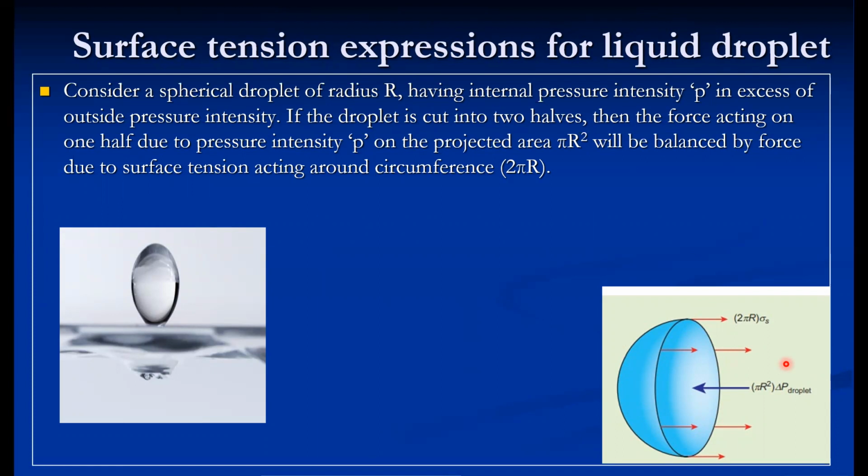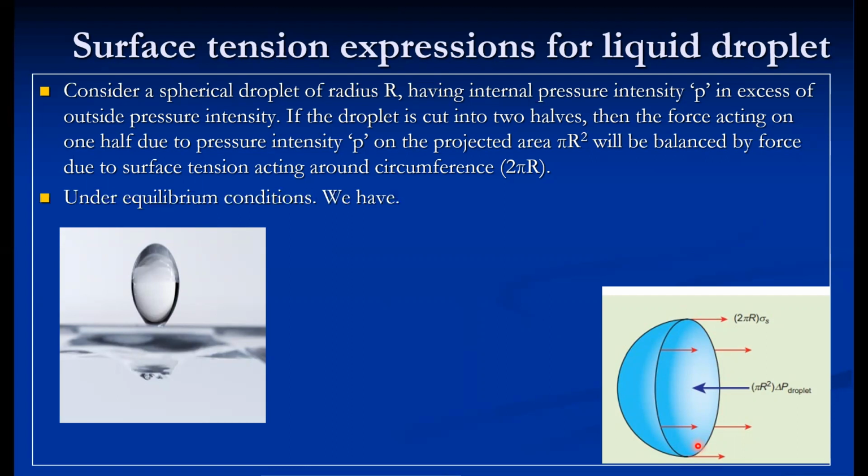If the droplet is cut into two halves, then the force acting on one half due to pressure intensity P on the projected area, that is pi r square, will be balanced by the force due to surface tension. So whatever force is acting on this surface will be balanced by this surface tension force, which is acting at the circumference.